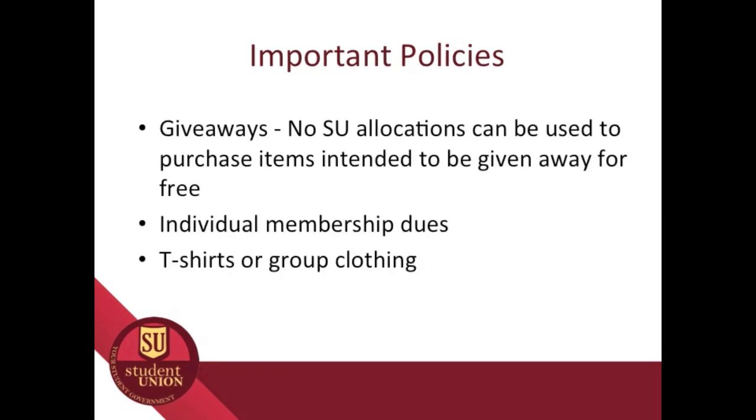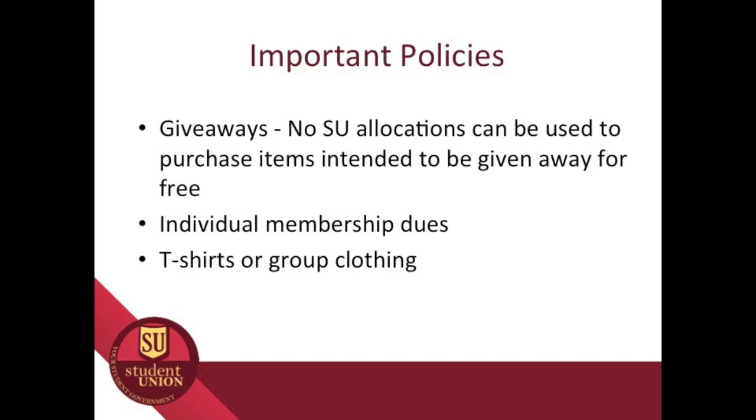The second most common violation is giveaways. Giveaways are any situation where you're handing out something for free to students or anyone attending an event. This could be something small like pens, or something bigger like a raffle prize or an appreciation gift. No SU allocations can be used to purchase items intended to be given away. Another common violation is individual member dues and t-shirts or group clothing. They should come out from your group's fundraising or gift accounts.